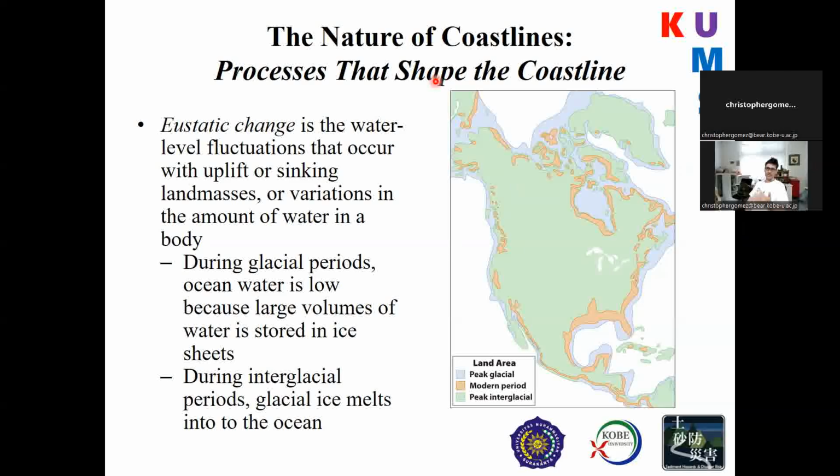And this happened during different periods. Let's say, looking at the latest period, during the glacial period, the ocean water will be lower. You also have a large volume of water which is stored in the ice sheets, so that the coast will also extend. And during the interglacial period, glacial ice melts into the ocean, and then the ocean goes up. And that's another of the processes that comes in.